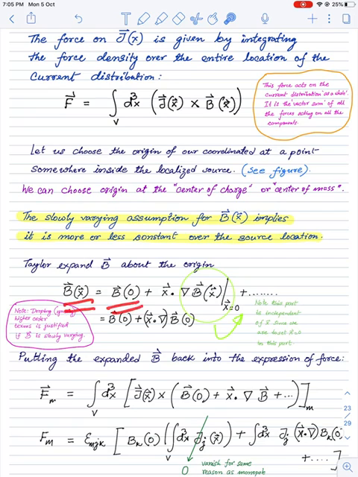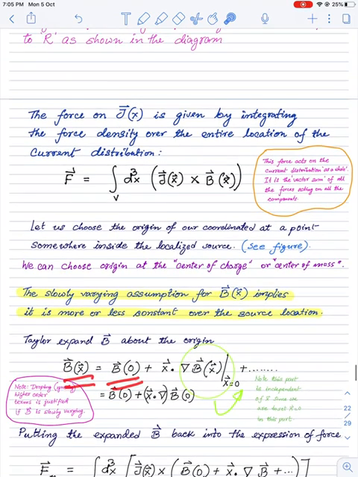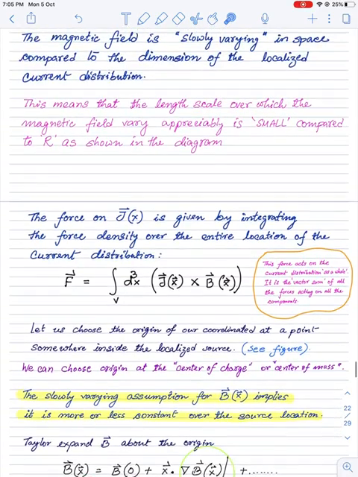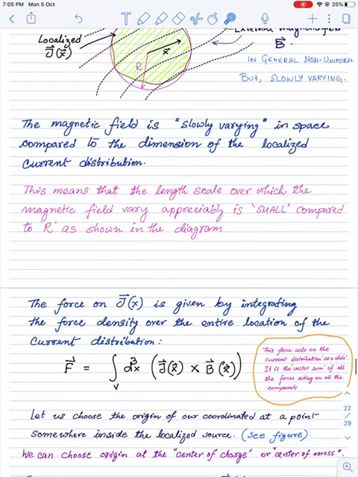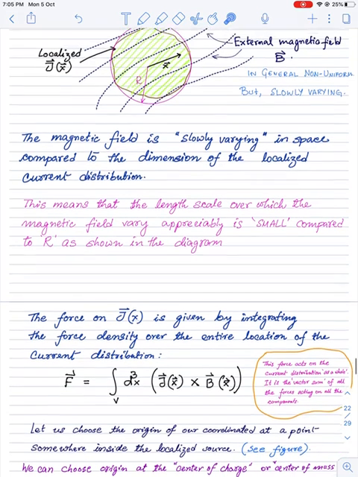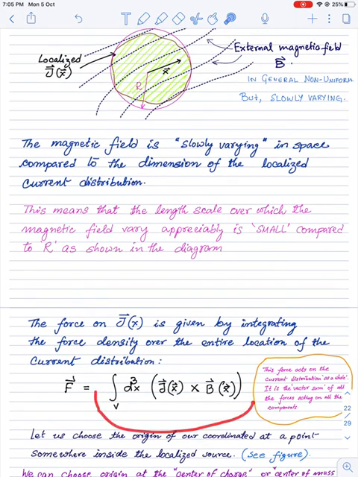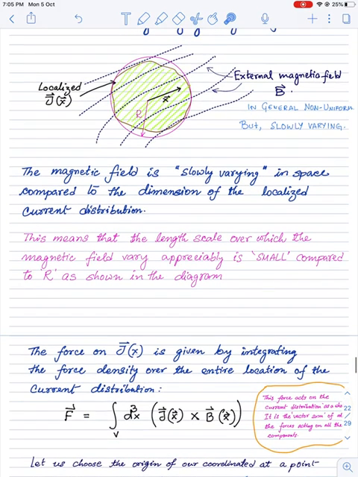Because the magnetic field is varying slowly, we can do a Taylor series expansion of the magnetic field about the origin. Before doing that Taylor series expansion, let me mention one very important point. In this expression, when we take this force density and do this integral, what we are doing here is basically finding a vector sum of all the forces acting on the current configuration.